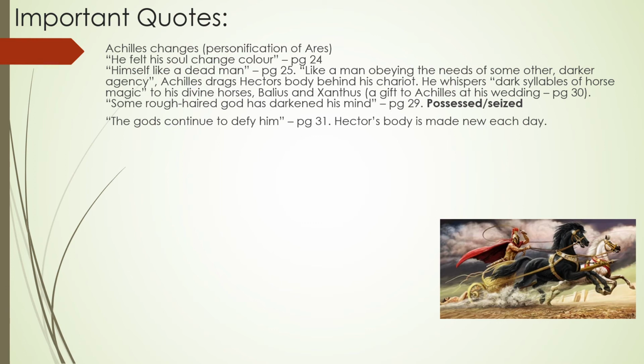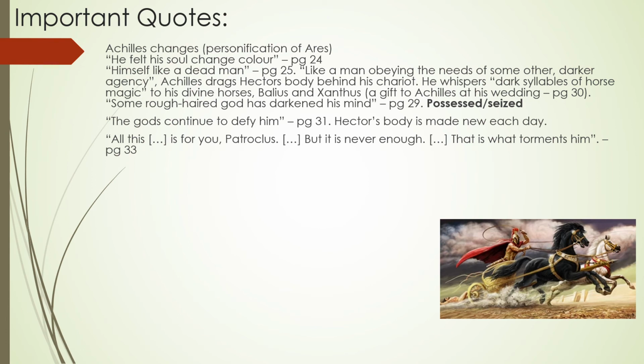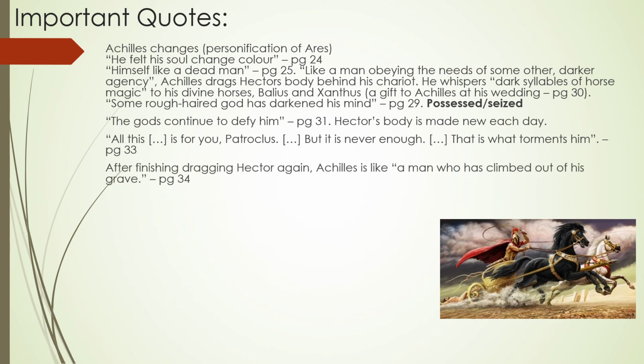And the gods continue to defy him. All this is for you, Patroclus, but it is never enough. That is what torments him. This is just after he goes round and round and round with Hector's body, and he defiles the body every day. And then he says, all this is for you. Like, the reason why I'm doing this is for you, but it's not enough. And that is what torments him. His actions will not bring him back, cannot make up for what has happened, and it torments him. It's pulling him apart. So he needs something else.